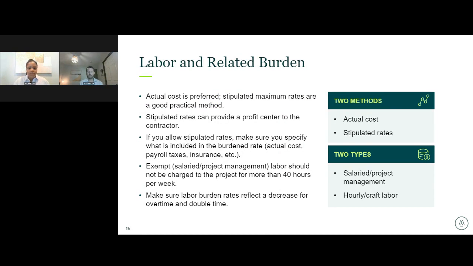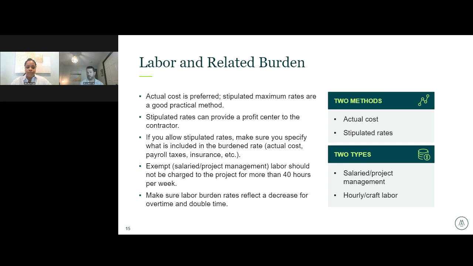Sure. All right. So we see two methodologies for GMP contracts with cost of work definitions, and it's either actual cost or stipulated rates. We like understanding what the actual fee percentage is. So we will generally recommend actual cost be the basis for the rates being charged to the project, with not-to-exceed limitations on burden components, with clear definitions of what's included in burden and not included in burden. For example, the FICA, FUTA, SUTA, the healthcare and benefits, clear definitions on whether PTO and holiday and sick days are included or excluded, bonuses, etc. So making sure that you have a clear understanding of what's in the fringe, what's not in the fringe, and having those caps within it.